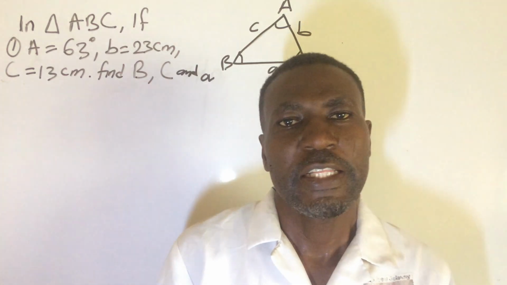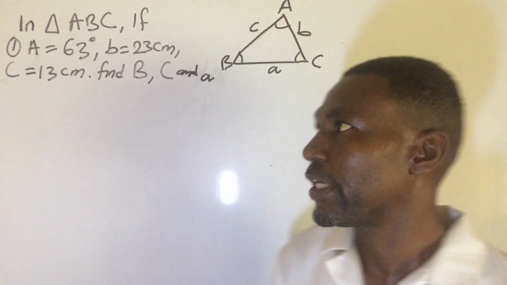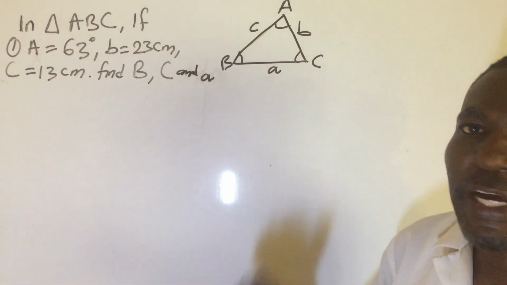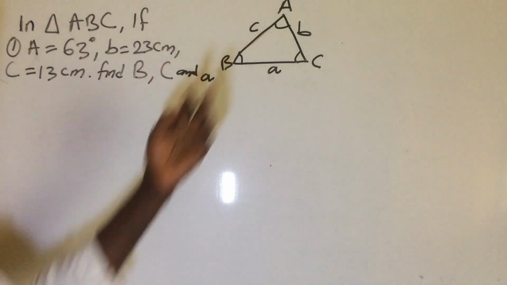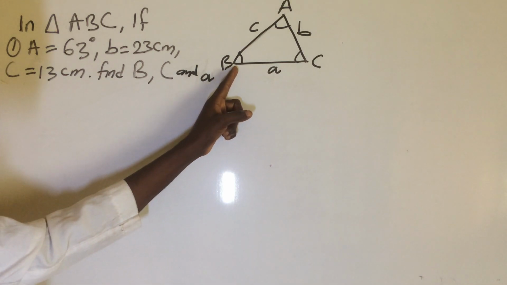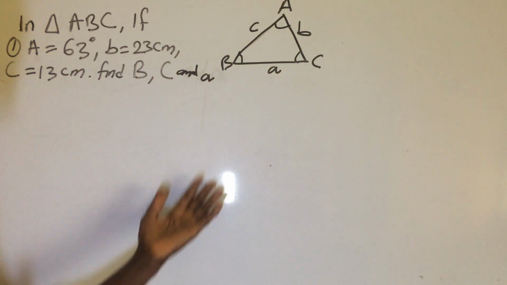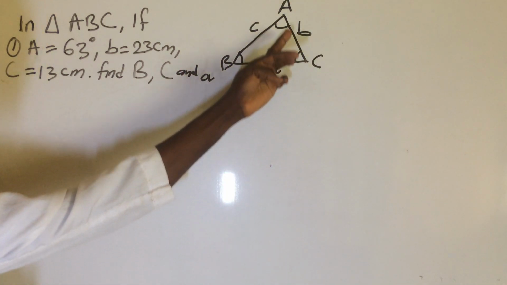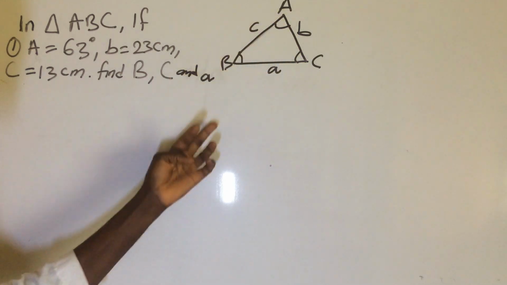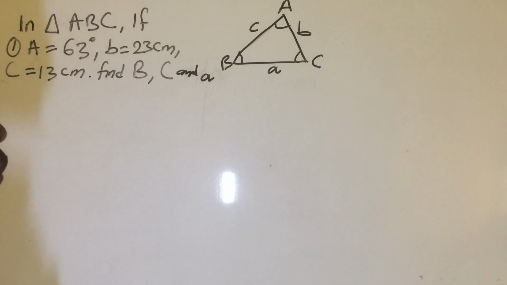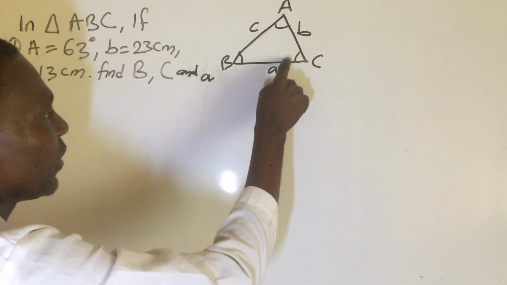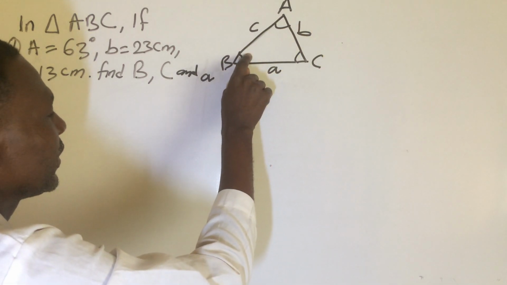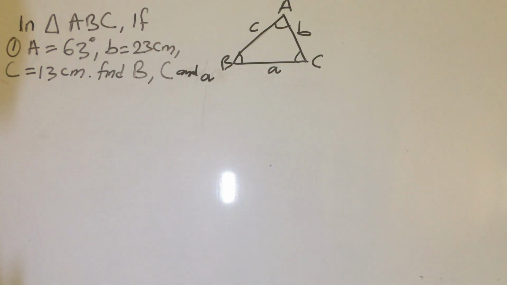Cosine rule says that if we have a triangle like this and we want to solve any of the sides, either side A or side B or side C, or we want to solve for the angles, either this angle A, angle C, or angle B, we can make use of this formula I will be writing now.